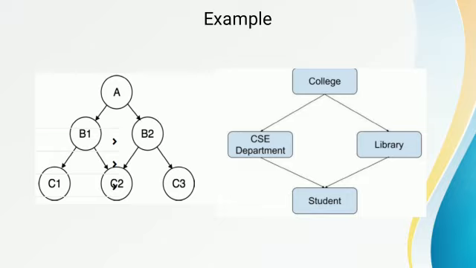Here is another example. College is the root node. The college has the CSE department and the library, and all students can be accessed under the CSE department and library. So the CSE department and library are the parents of the student child. That is why in the network model a node can have more than one parent, and accessing of data in the network model is fast and easier.